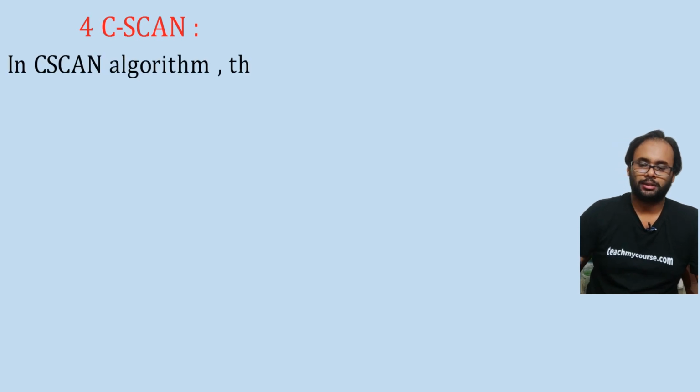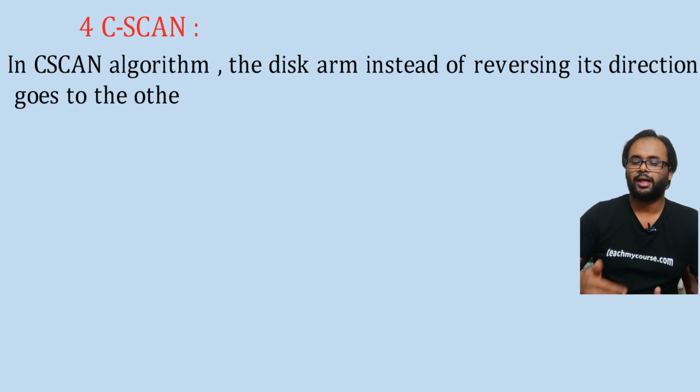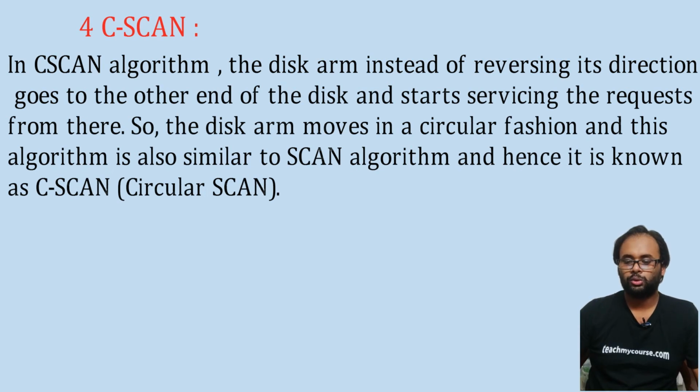Then we have the next algorithm, which is C-scan. So in C-scan algorithm, the disk arm, instead of reversing its direction, goes to the other end of the disk and starts servicing the request from there. So the disk arm moves in a circular fashion, and this algorithm is also similar to scan algorithm, and hence it is known as C-scan. Okay.